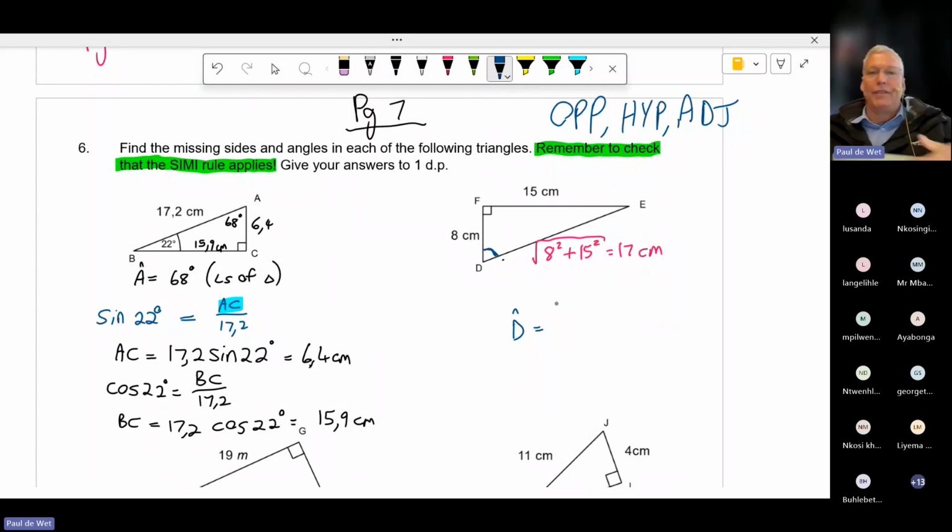Okay, right. Who can tell me? Put your hand up. I want a trig ratio of D equals something over something. Yes, over there, right at the end.